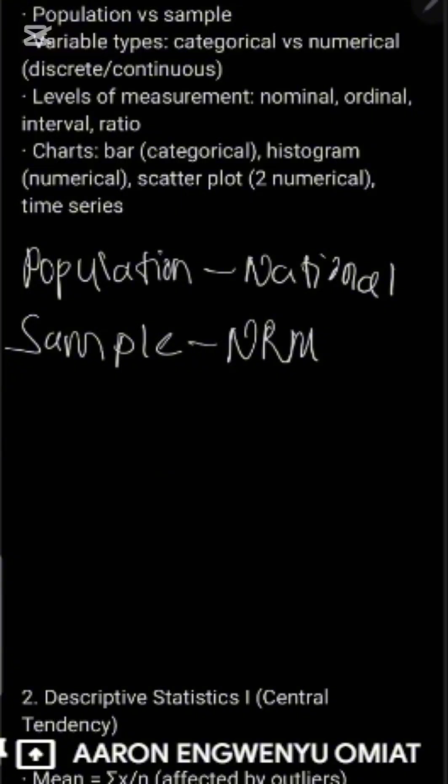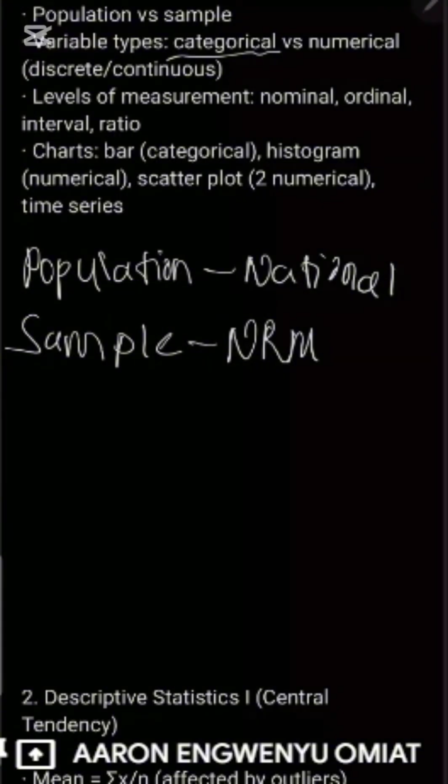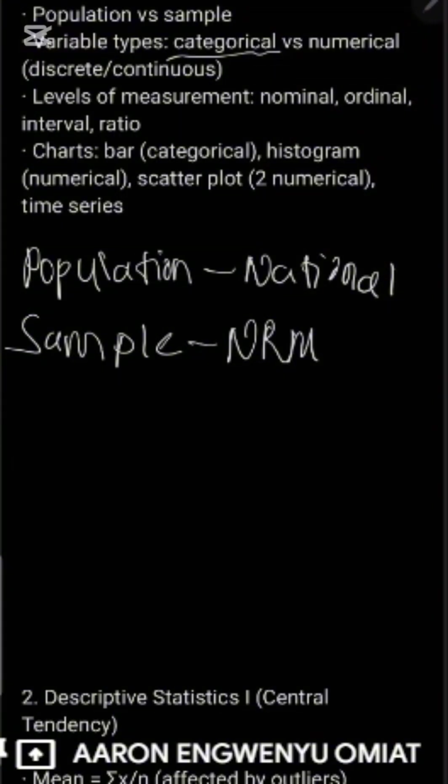If we go ahead and look at variable types, categorically, you will think of maybe the district preference. There are districts that were preferring NRM, there are districts that were preferring NUP, and the rest. So that would be categorical data. If you have a map where some areas are blue and the others are red, depending on who took the majority votes, then that would be an example of categorical data.